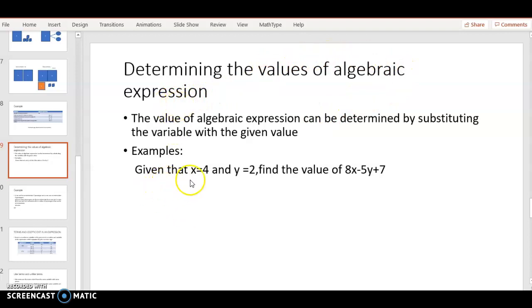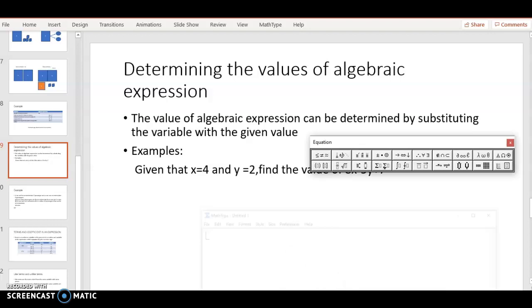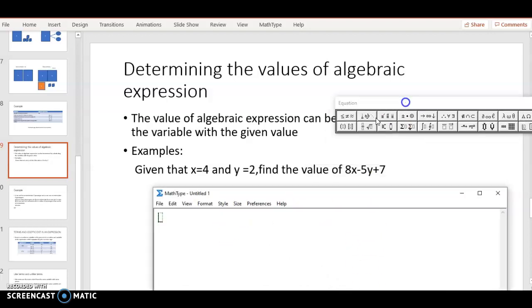For example, given that x equals 4 and y equals 2, so the variable x has been given the value of 4 and y equals 2, find the value of 8x minus 5y plus 7. So how do I do this? First, we write 8x minus 5y plus 7. From there we know that the variable x is equal to 4 and the variable y is equal to 2.